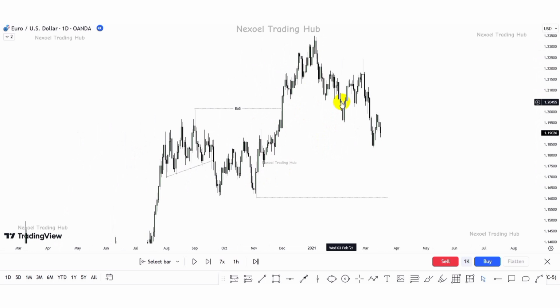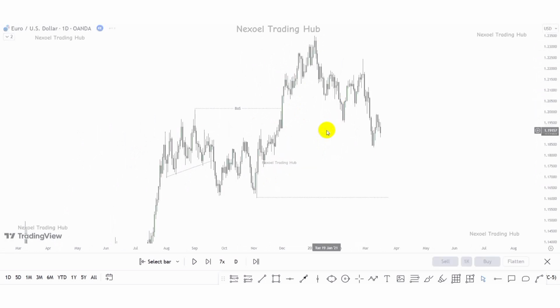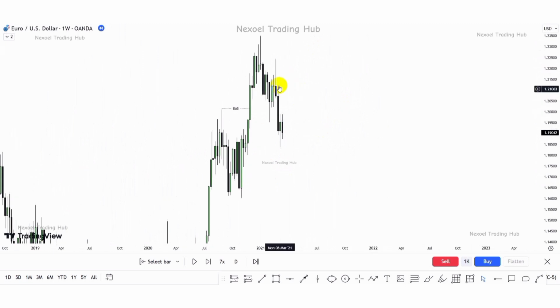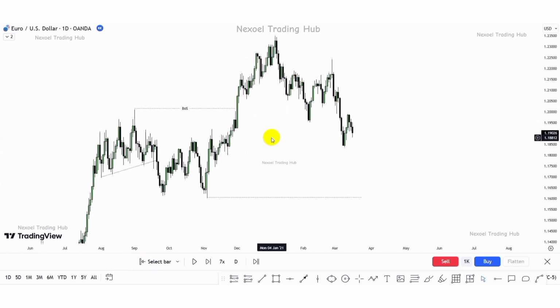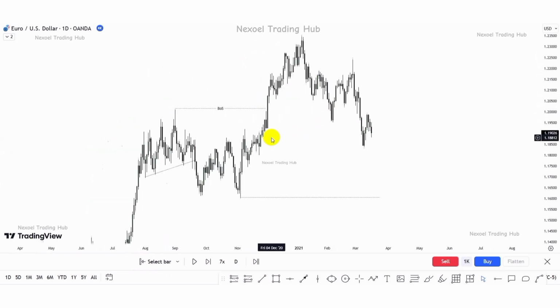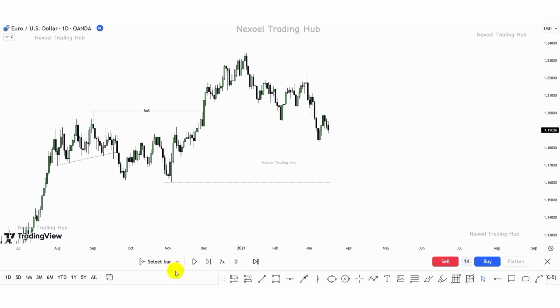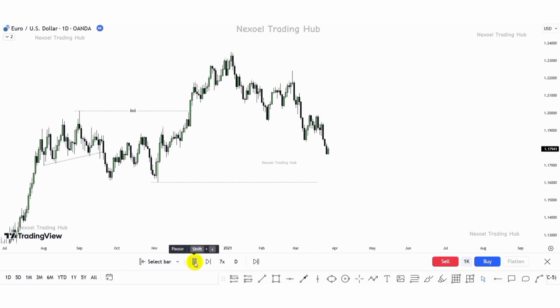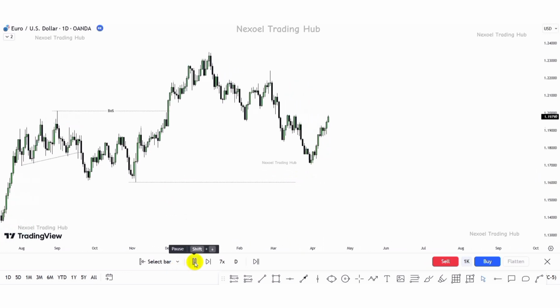Let's just go to the weekly. You see that it's just a movement that is falling downward. That doesn't mean that the market has changed its condition until it takes out this low point. Now let's still play price to see what happens. So we can see price still trending to the downside.